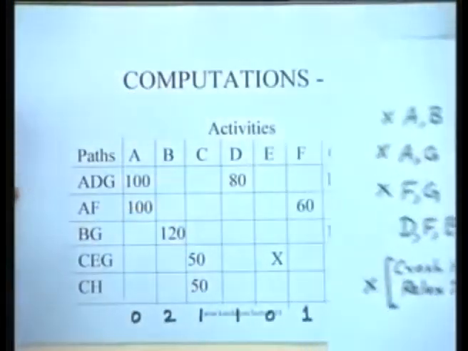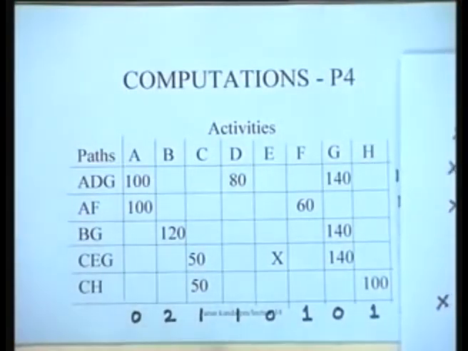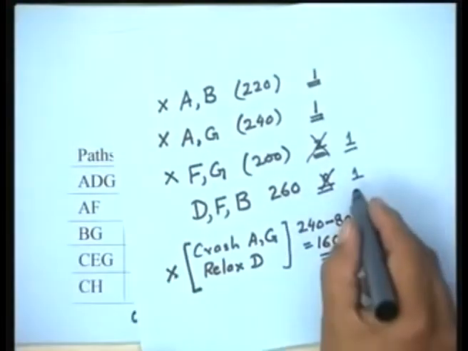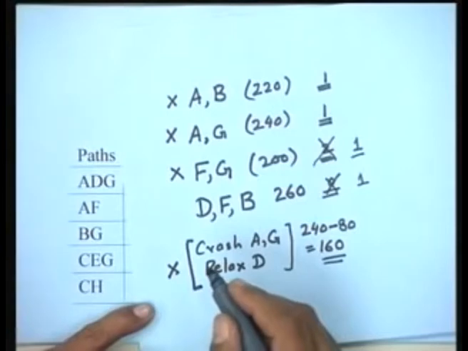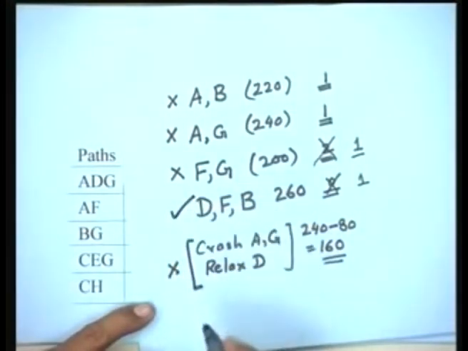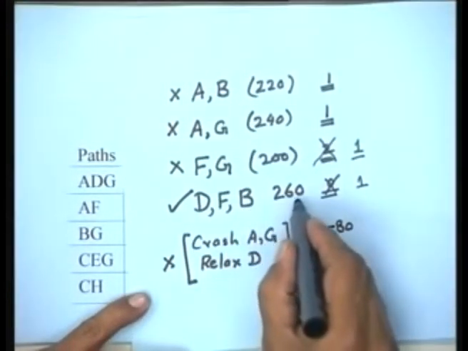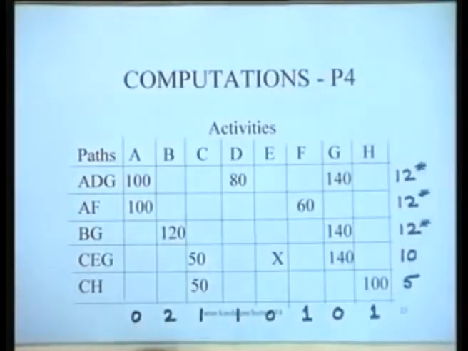So this option is not available to us anymore. But this option of D, F and B: D can be crashed by one day, F can be crashed by one day, and B can be crashed by 2 days. So the minimum of this is 1. So we can exercise this option. In fact, this is the only option available at this particular point of time. So we will take this option. We will crash D, F and B, and crashing D, F and B will mean a cost of 260 rupees per day.